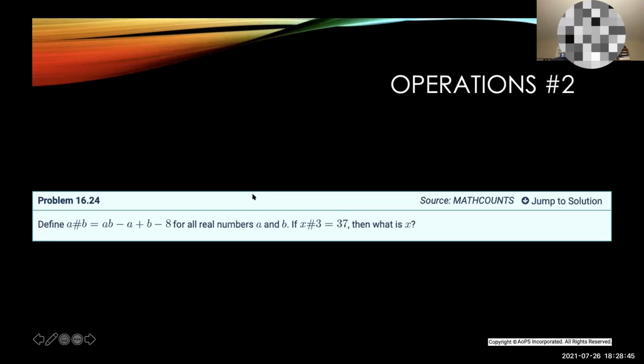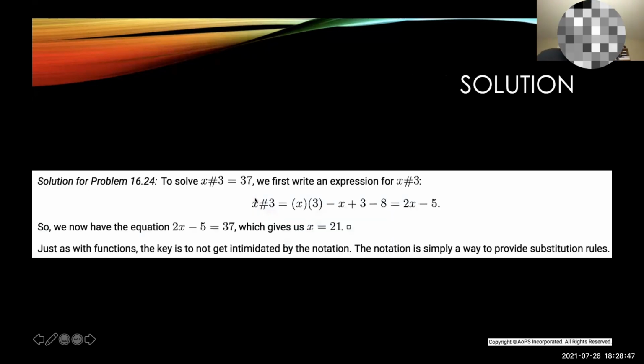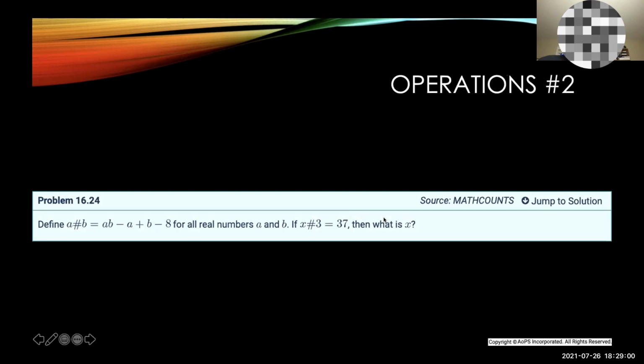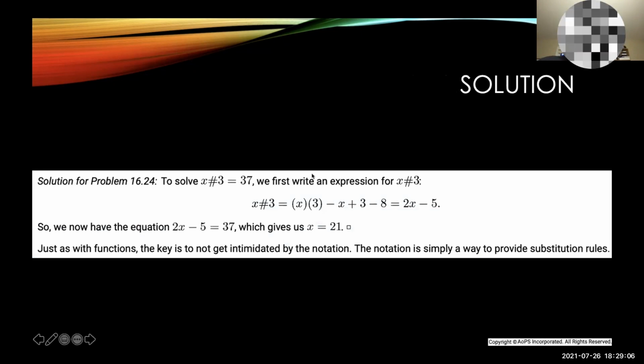Okay, we're going to go over this problem right here. Again, we have to solve x pound 3 equals 37. First we write the equation out, and this is essentially x times 3 minus x plus 3 minus 8, which is 2x minus 5. We know that because x and 3 are a and b in this. So we put those in, we get 2x minus 5. Since we know this equals 37, we put 2x minus 5 equals 37. When we solve that out, we get x equals 21. That's how we know it.